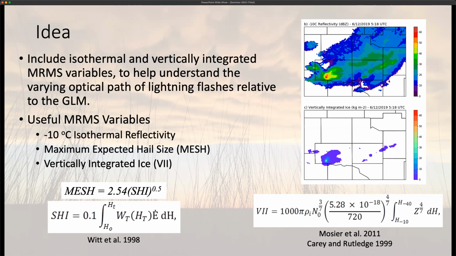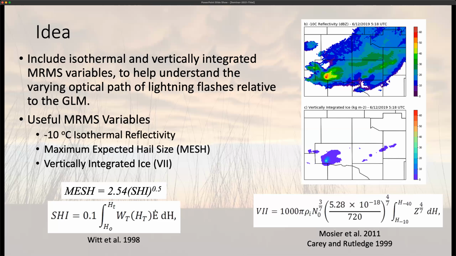The next variable we'll be looking at is the maximum expected size of hail, or MESH. MESH is also a product of the severe hail index, which is a vertical integration of the reflectivity between the freezing level and the radar-indicated cloud top height. So when looking at cases of severe hail, that will of course tell us not just thunderstorm severity, but also give us a sense of where those hail cores are with respect to our lightning production.